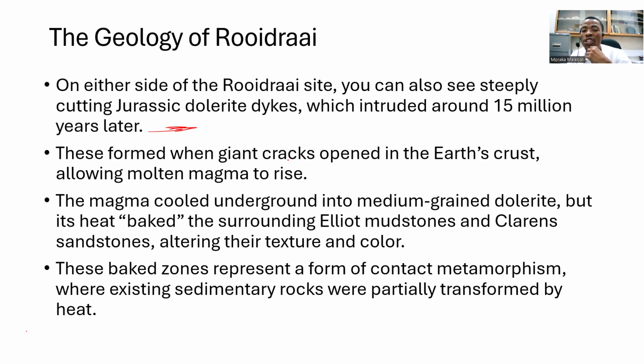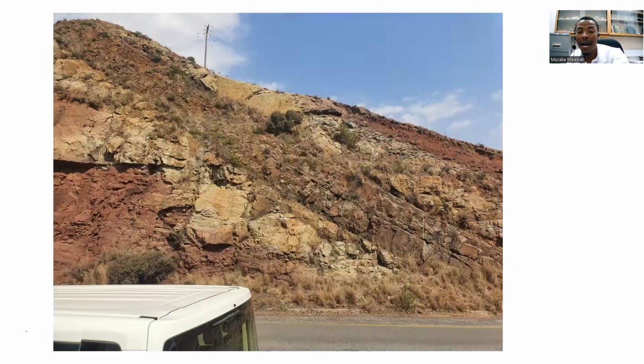So this formed when giant cracks opened in the earth's crust, allowing molten magma to rise. The magma cooled underground into the medium grained dolerite, but its heat baked the surrounding Elliott mudstones and Clarence sandstones, altering their texture and color. These baked zones represent a form of contact metamorphism, which is metamorphism due to heat, where existing sedimentary rocks were partially transformed by heat.